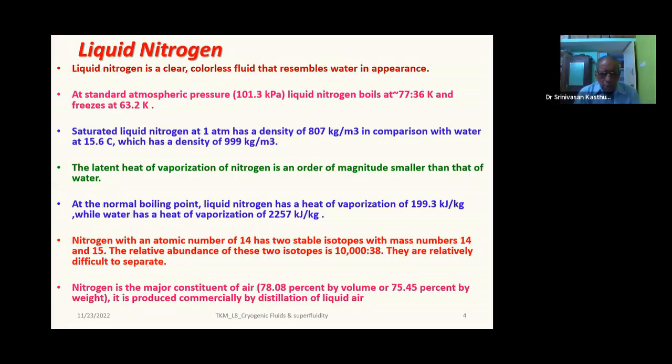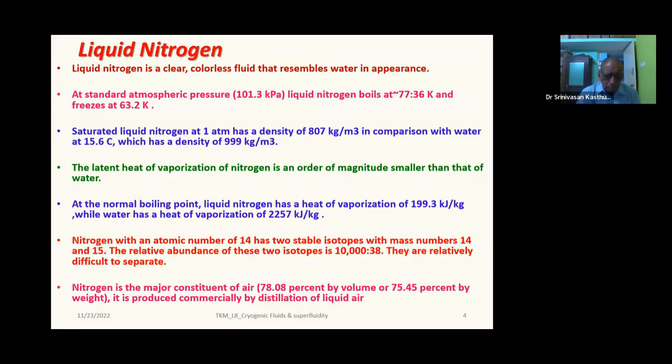So for nitrogen, you have a gas state, a liquid state, and a solid state. The gas state is anything above 77 Kelvin, the liquid state is between 77.36 and 63.2 Kelvin, and the solid state is below 63.2 Kelvin.